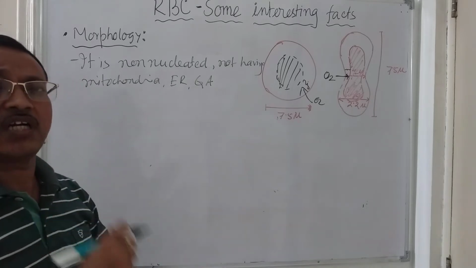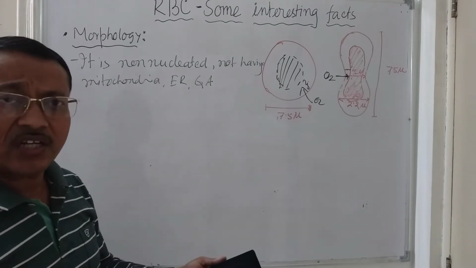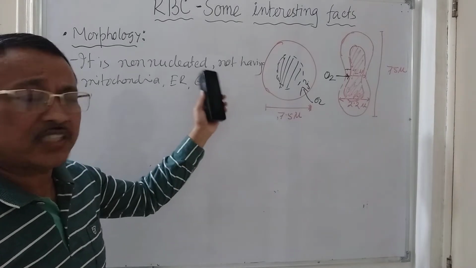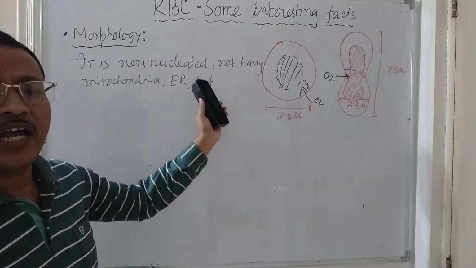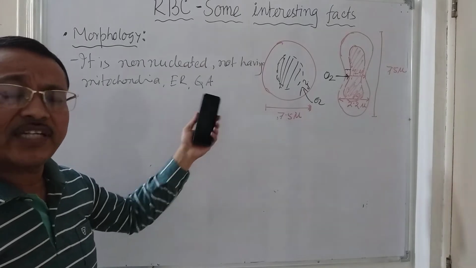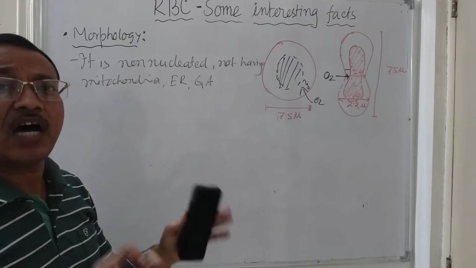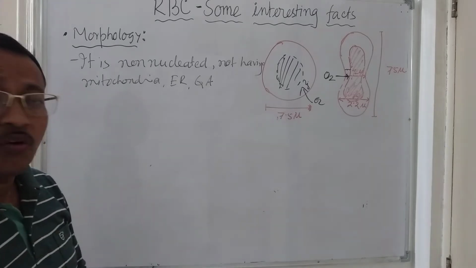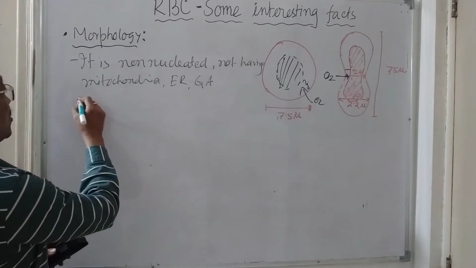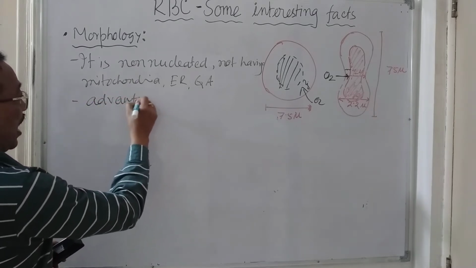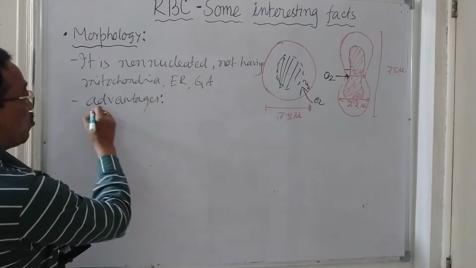Now here again the question comes, what for? The RBC has no nucleus and no mitochondria, endoplasmic reticulum, Golgi apparatus, etc. Yes, it has some advantages. What are those? These are the advantages of not having these.